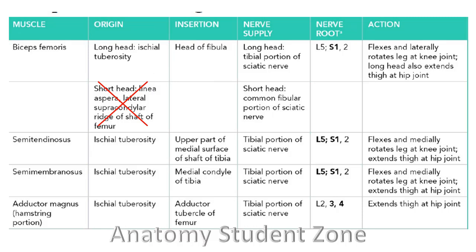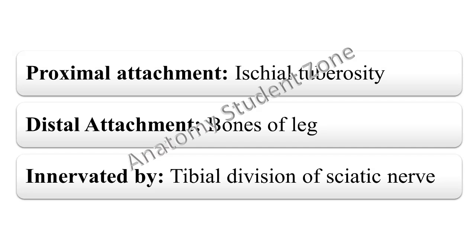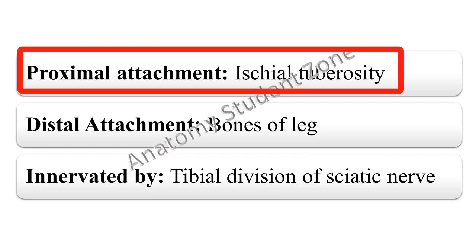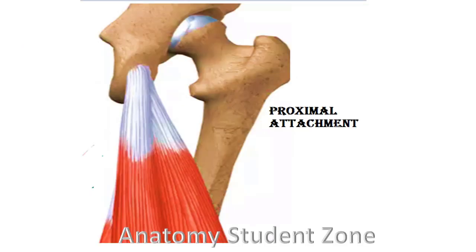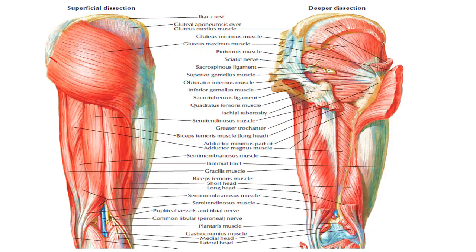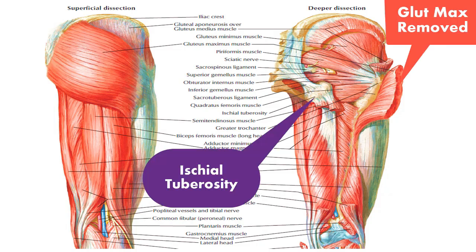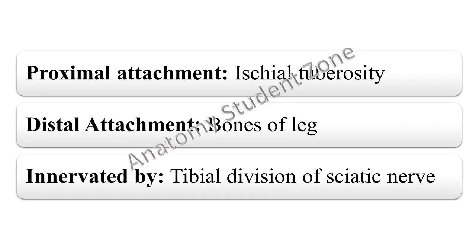You also have to remember that the hamstring muscles which I have mentioned share common features. These are: their proximal attachment is on the ischial tuberosity, and they are deep to the gluteus maximus. When we remove the gluteus maximus muscle, we can observe the proximal attachment of these muscles on the ischial tuberosity. Another common feature is regarding the distal attachment of these muscles.